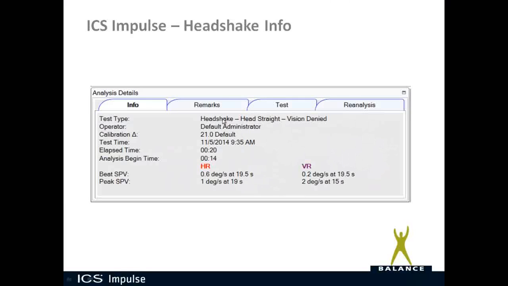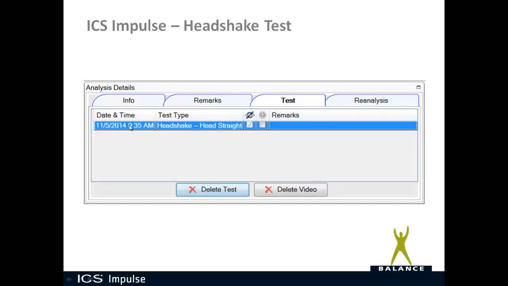You have the name of the test, so head shake, head straight, vision denied, the name of the operator, the calibration, the test date and time, how long the test took, where analysis begins. So since it says 14 seconds, that's because I did the analysis after the head stopped moving. Then the peak SPV down here, 1 degree in horizontal, 2 degrees in vertical, so that's nothing significant. And then the beat SPV, so if I chose a particular beat, what that would be. And then if you go under the test tab, you would have the list of all your tests. So this is telling you test date and time, head shake, head straight, the check mark in the vision denied column, so this little symbol is vision denied.